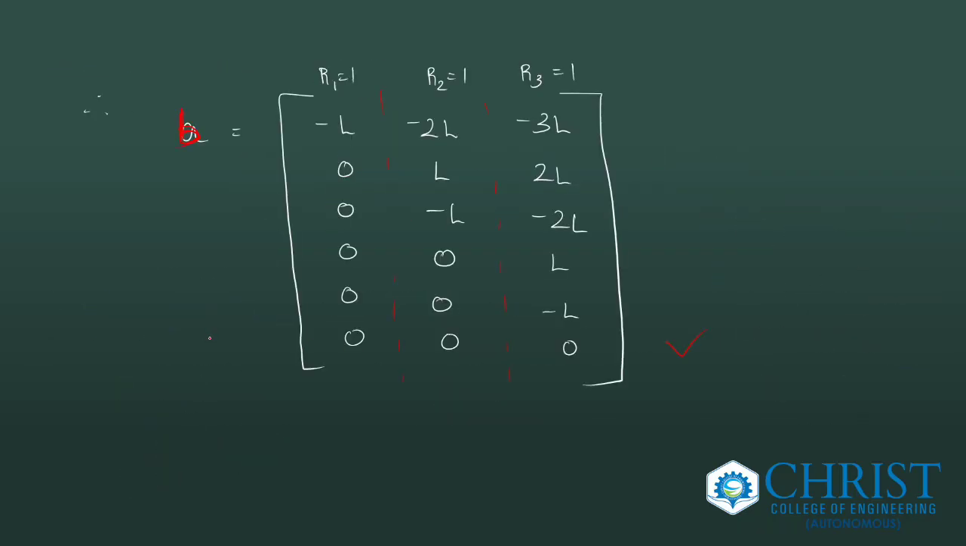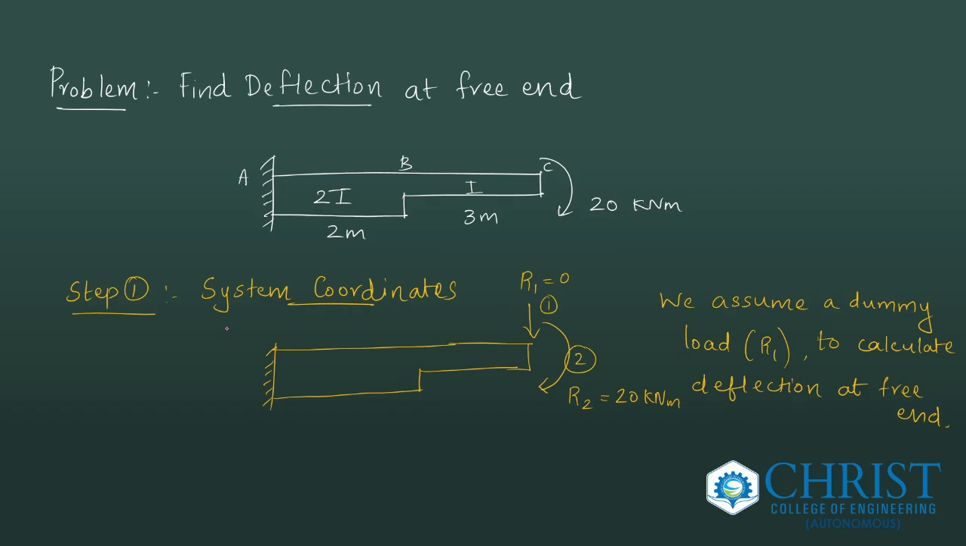In the second question, find the deflection at the free end. So first consider the system coordinates. It's been asked to find the deflection at the free end, but here we have to calculate delta C equal to question mark, but no translational system coordinate or translational load acts at that point. So we consider a dummy load R1 to act at that free point. Only then can we calculate this delta.